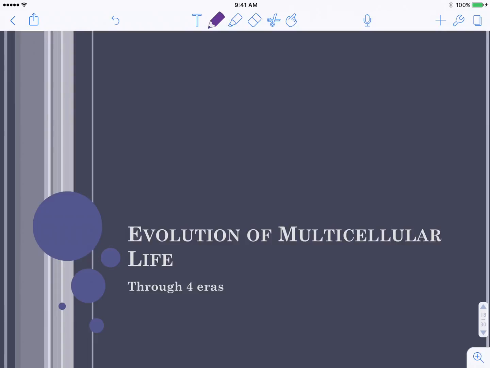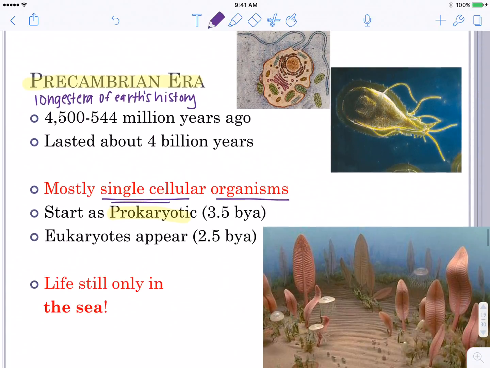Okay? Starting way at the beginning of time, we enter into the Precambrian era. This is the earliest era that exists, and it's also the longest era of Earth's history. It lasts about 4 billion years, and considering Earth is only 4.6 billion years old, that's a lot of time spent in the Precambrian era.